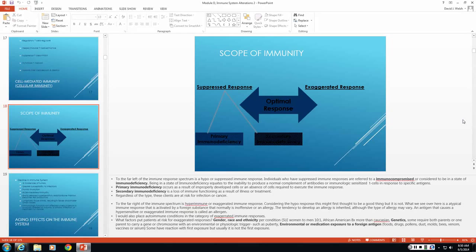Genetics sometimes require both parents or one parent to carry a gene or chromosome with an environmental or physiological trigger such as puberty to take effect. Environmental or medication exposure to a foreign antigen. So you could have allergies to foods, drugs, pollens, dust, mold, bee venom, vaccines, serums. All these things can cause allergens.